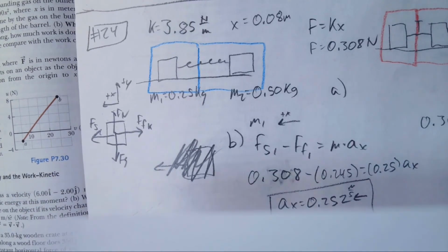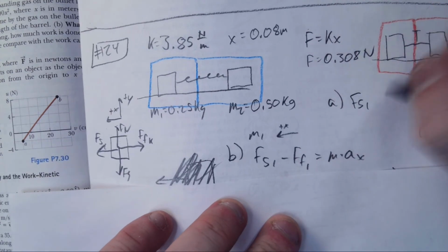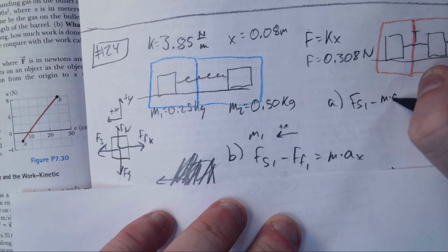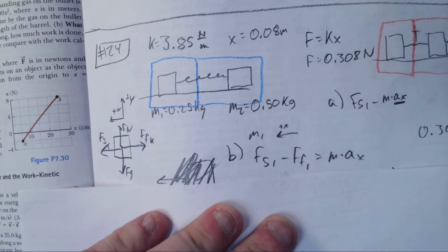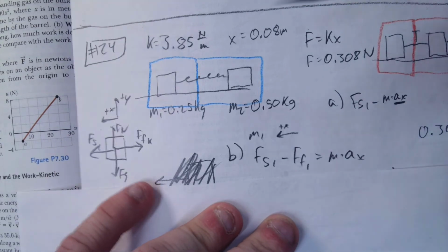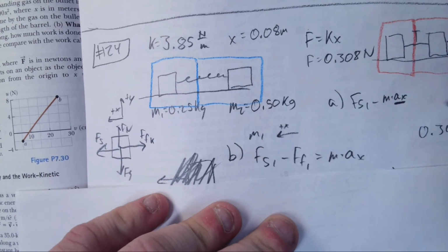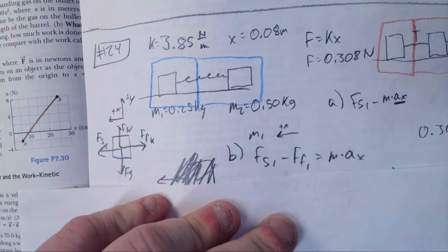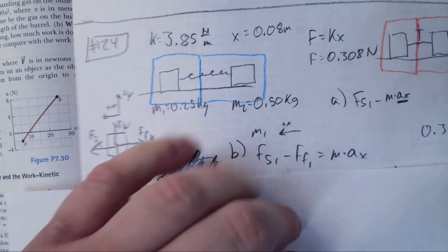So for part A, you would have just basically Fs equals m times a of x, and you can solve for the acceleration there. I don't have the numbers currently in front of me, but whatever 0.308 divided by 0.25, that's the acceleration for that one. And that's to the left. I'm using positive magnitudes to indicate this, so it would be moving to the left.